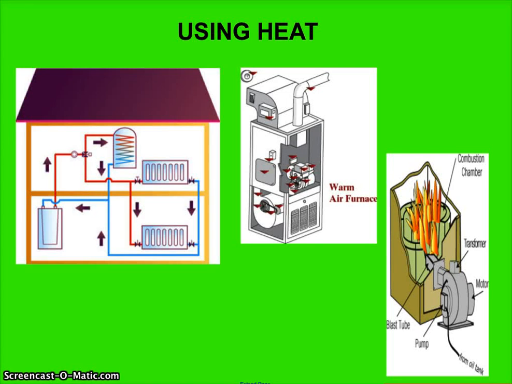Using heat. How do modern appliances use heat or the absence of heat? Most modern homes have what's called a central heating system. How it heats a house is pretty straightforward. A central heating system has a furnace, and here we have a very crude example of what goes on inside a house, but we have something called a furnace here.